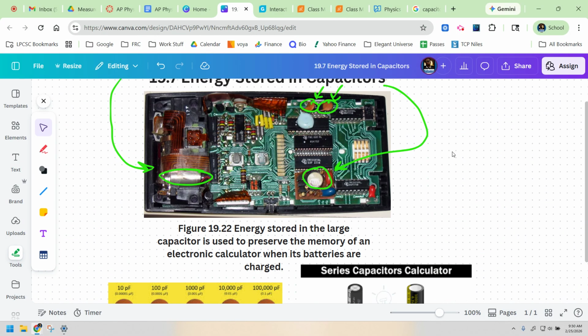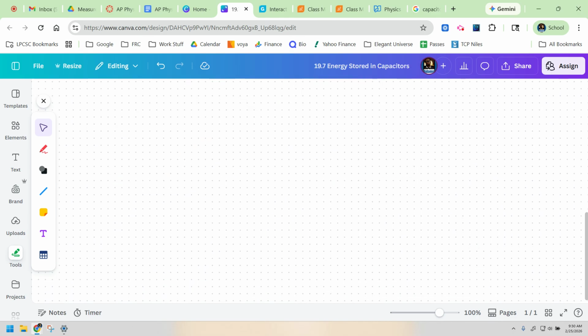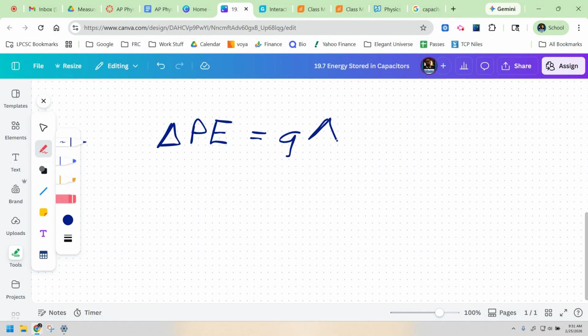And so they hold charges, and that's basically what we're going to talk about today, the energy stored in a capacitor. There's a couple of things that I want to review before we get started, but energy stored in a capacitor is electric potential energy. And so there's this relationship of electric potential energy where the change in potential electric energy is equal to the charge times the change in voltage, right?